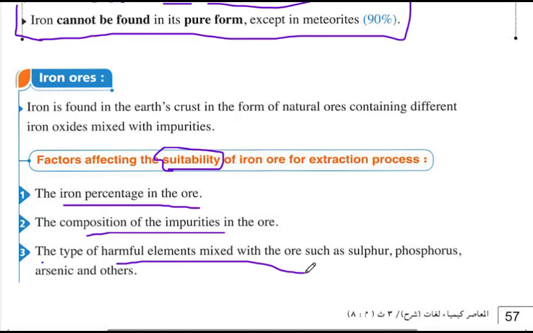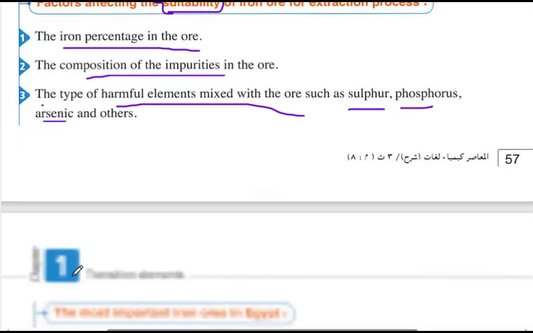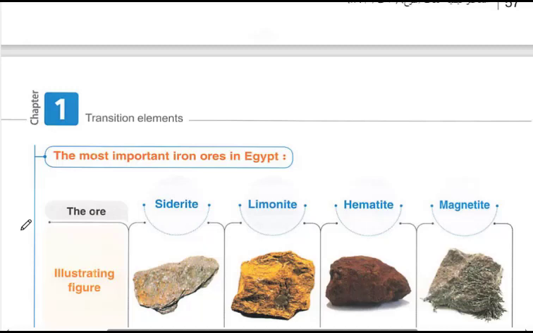So in some cases there are very harmful elements. If we have two ores, one of them with very harmful impurities and the other with no harmful impurities, then to extract iron with a more safety margin, we choose the ores which have no harmful or poisonous impurities. Poisonous impurities here are like sulfur, phosphorus, and arsenic. Okay, so let's have a look at these ores.